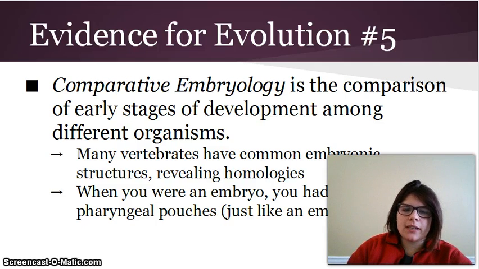And many vertebrates have common embryonic structures revealing our homologies among them. A lot of times vertebrates look very, very similar as embryos, and then as they grow, their genetics give them the different structures and characteristics that make them whatever animal they may be. So when you were an embryo, you had a tail and you had pharyngeal pouches. This is exactly like a fish, a chicken, all kinds of different vertebrates. So we are very similar in our embryonic stage.